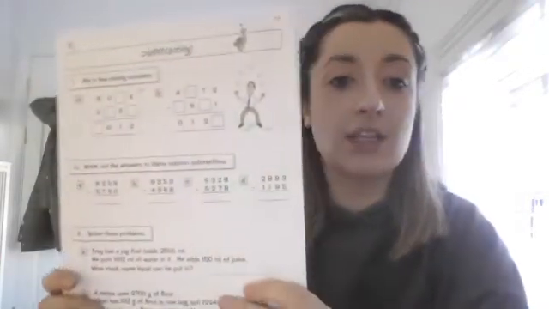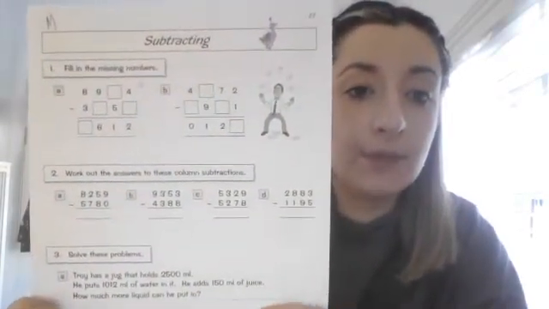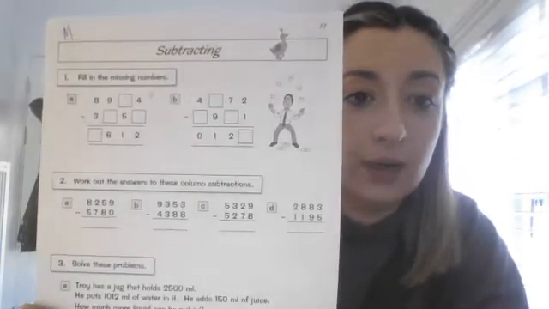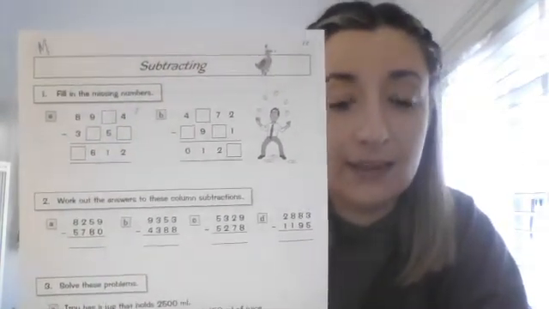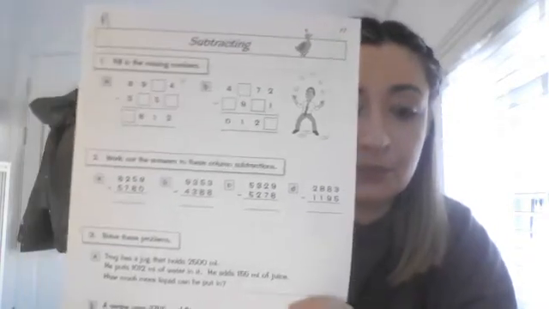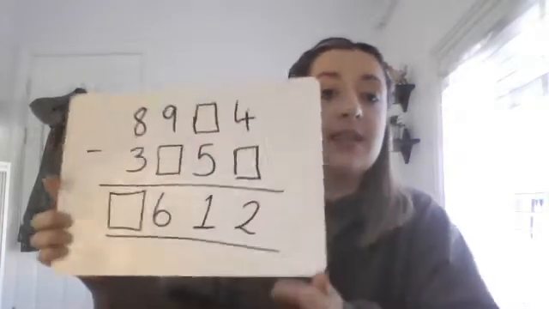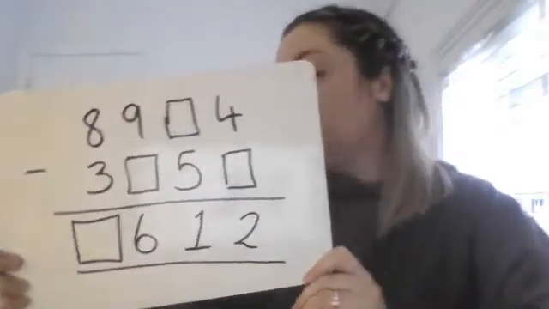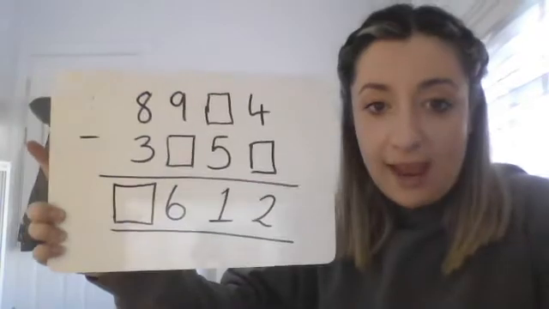So this is the page that I want us to be looking at today, and you can see that in section 1 it says that we need to fill in the missing numbers to make the sentence correct. So what I've done on my whiteboard is question A, I've written it out so it's a little bit bigger for us to see.